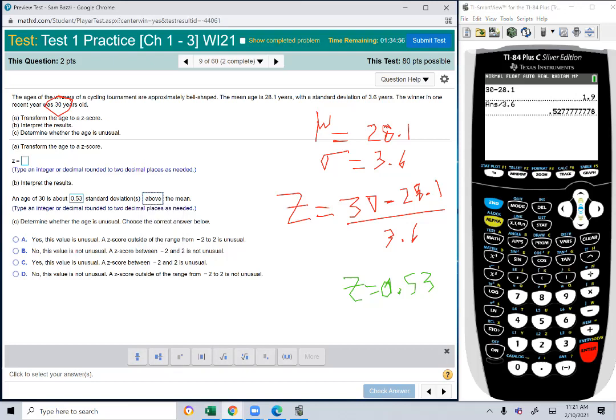Determine whether the age is unusual or not. Remember, I told you the value of Z will be unusual if it is above 2 or below -2. Since this value is between -2 and 2, it is usual. So the value is not unusual. Not unusual means usual. So that's the answer.